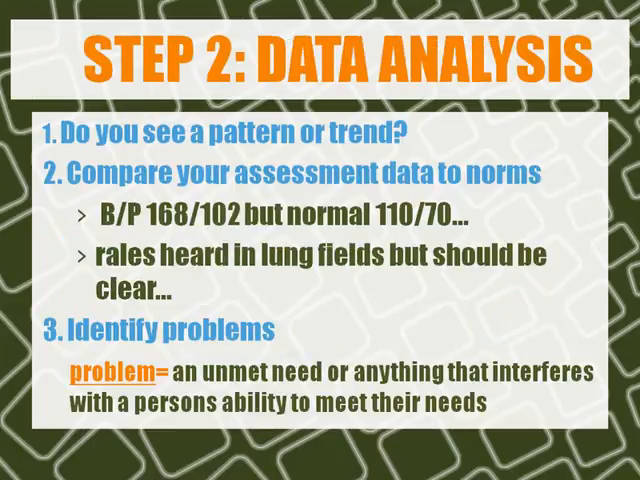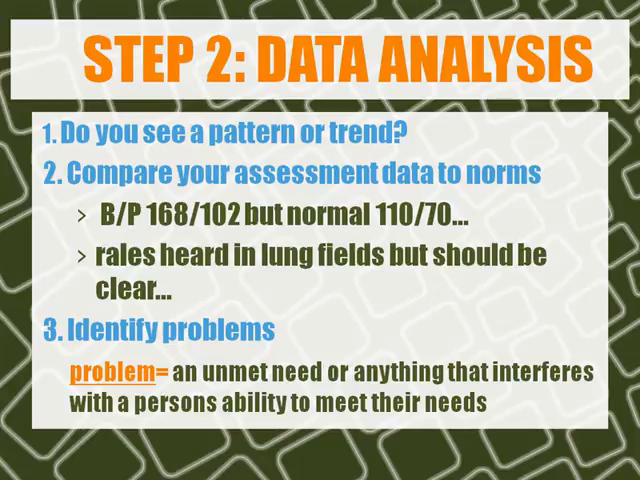Moving on to step 2 with our data analysis. We need to see, do we see a pattern or trend out of all the assessment data we've collected? We also need to compare our assessment data to the norms. If we obtain a blood pressure that's 168/102 on our patient, but we know the patient's normal blood pressure should run 110/70, well, that's a concern. We have a variation from our norms.